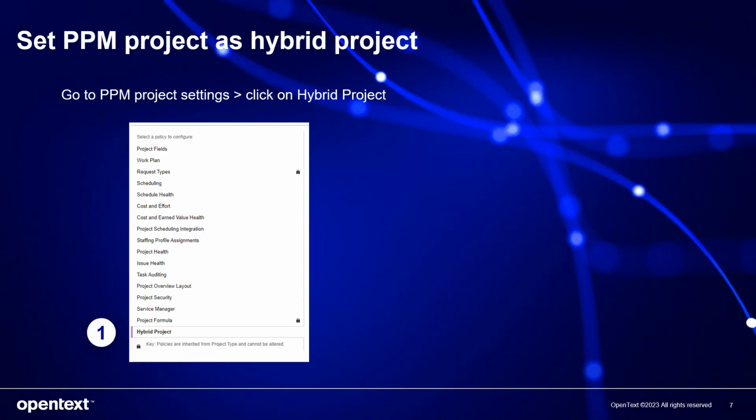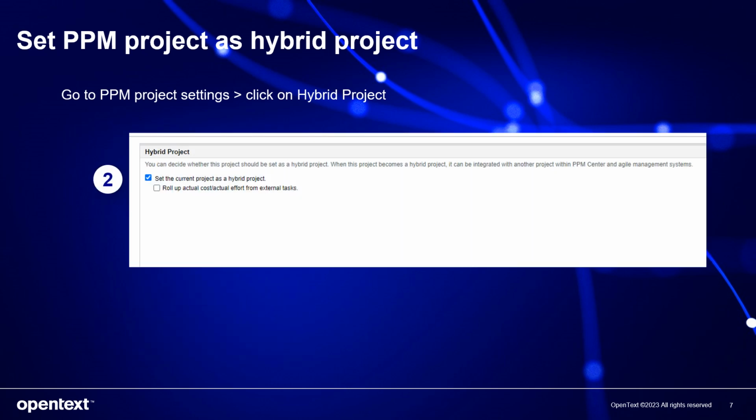Let's come to the second part. Set PPM project as a hybrid project. Only tasks in a hybrid project, where only part of the project uses agile methodology, can be linked to Notion databases. To achieve this, you can go to your PPM project settings. Click on Hybrid Project. Check the first option, Set the current project as a hybrid project, and we are set.